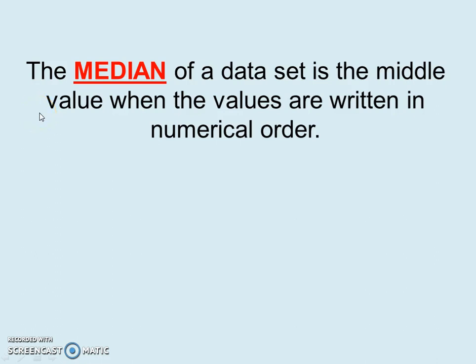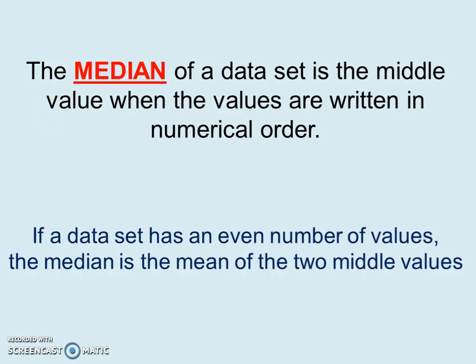Okay, so the next thing we need to do is talk about median. The median of a data set is the middle value when the values are written in numerical order. So what that means is that you can't just take the data set and start looking for the middle number right away. You have to make sure first that you put all the numbers in order from least to greatest, and then you can start working towards the middle.